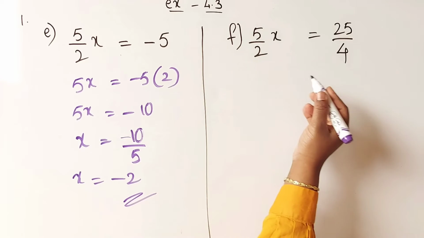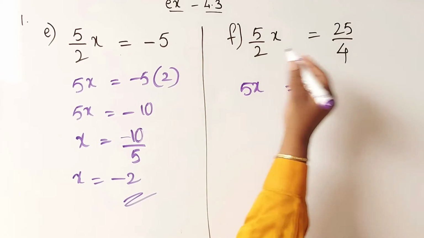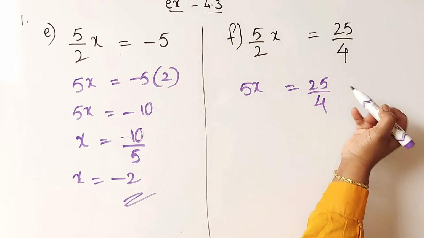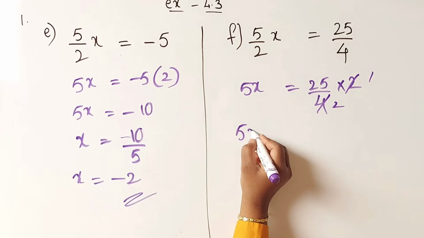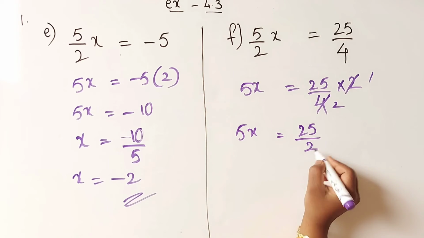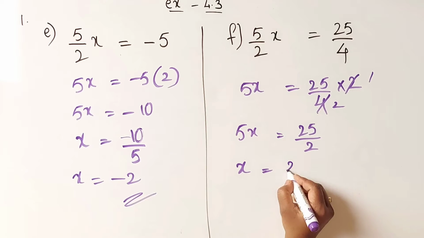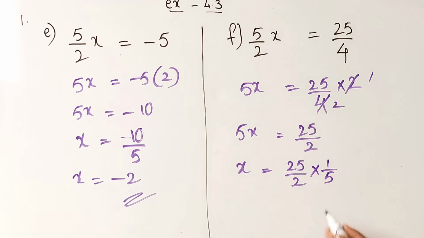Question F, 5 by 2 x equal to 25 by 4. Here also same. Keep this 5x on the left hand side and send this 2 to the right hand side. 25 by 4 is already here. If you are sending this 2 to the right hand side, it will multiply. Right, children? Here 2 ones are 2, 2 fours are 8. So 5x equal to 25 divided by 2. Here we have to find out the x value only. So send this 5 to the right hand side. It is multiplying here. When you are sending it to the right hand side, it will divide. 25 by 2 into 1 by 5. Right, children? So 5 ones are 5, 5 fives are 25. So x value is 5 by 2 here.